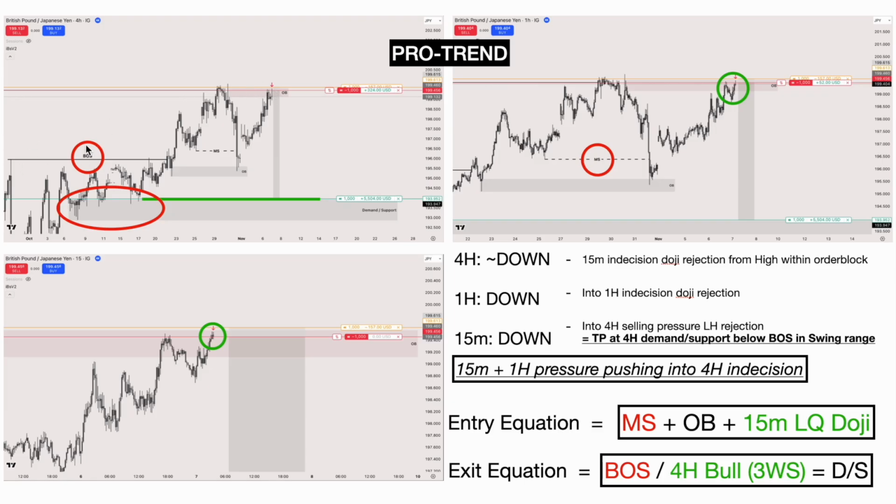Okay, and because we have that break of structure, we also have this institutional demand support area. So that's our next take profit area: take profit at the 4 hour demand support below the break of structure within the swing range. Okay, so the volatility has definitely increased. We can see this is really moving with order flow and with liquidity, imbalance and institutional zones.